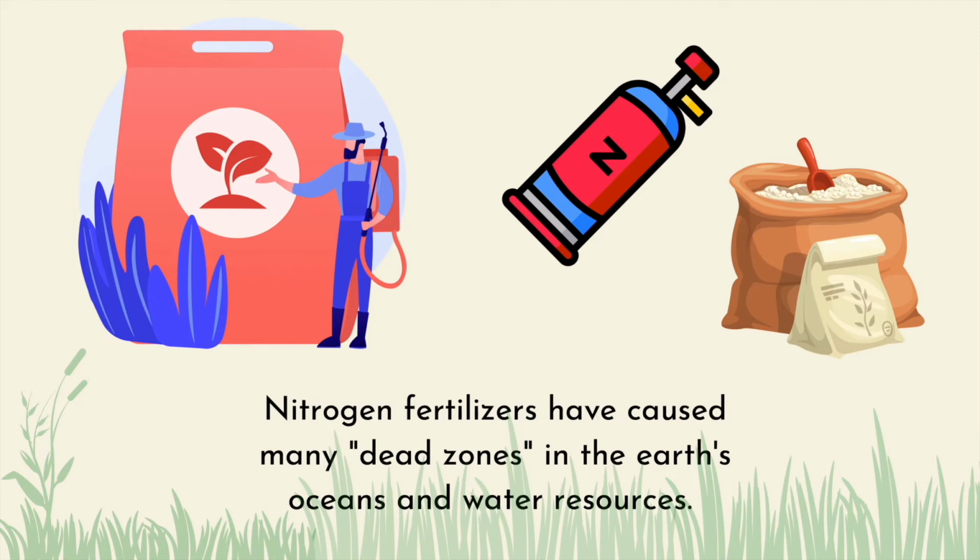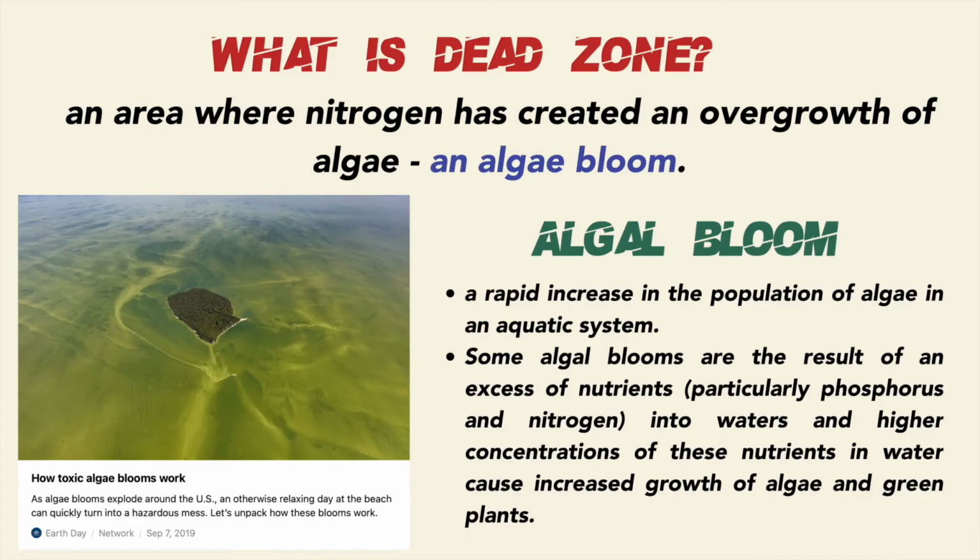And if we talk about dead zones, what is a dead zone? It is an area where nitrogen has created an overgrowth of algae, or an algae bloom. An algal bloom is a rapid increase in the population of algae in an aquatic system.